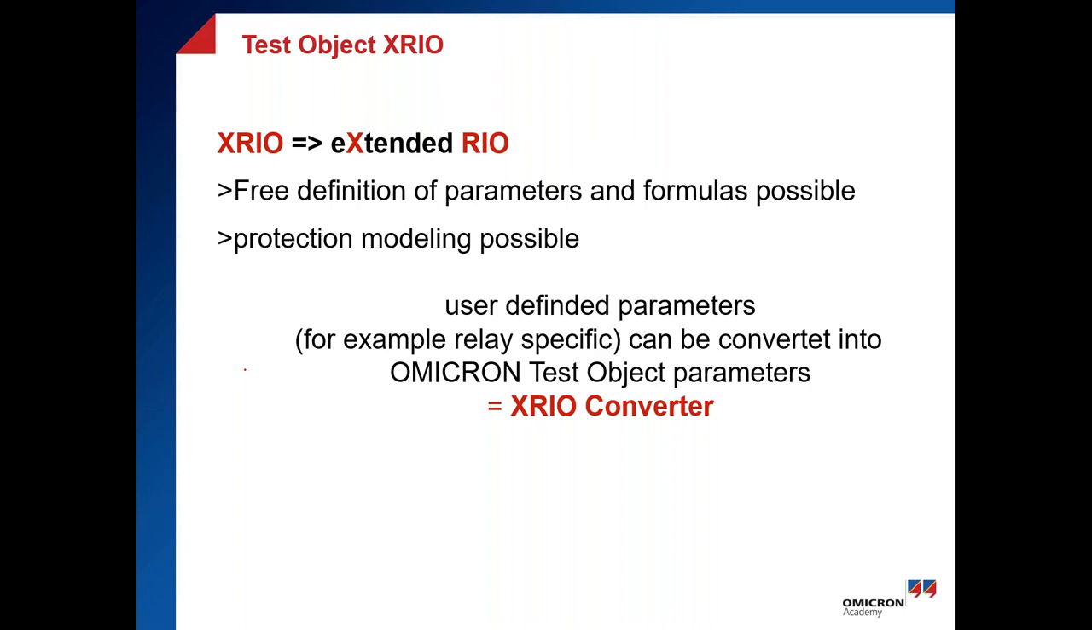So I will ignore all mistakes, all missing information from the RIO file, and I will get it from the X-ray, and based on this, I will calculate. So we can call it X-ray converter. It's like a calculator, and it converts from the relay settings to a characteristic. So this is the function, or that is the idea of X-ray, extended relay interface by Omicron.